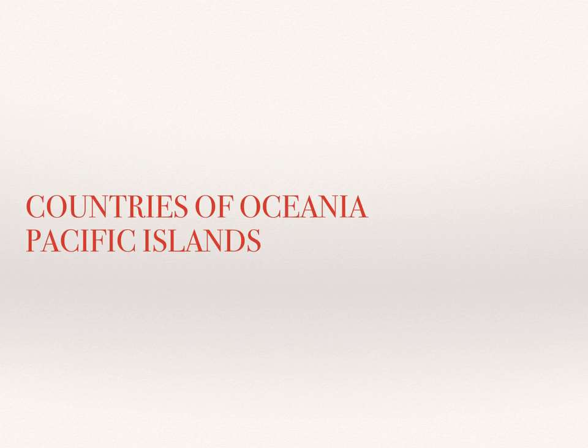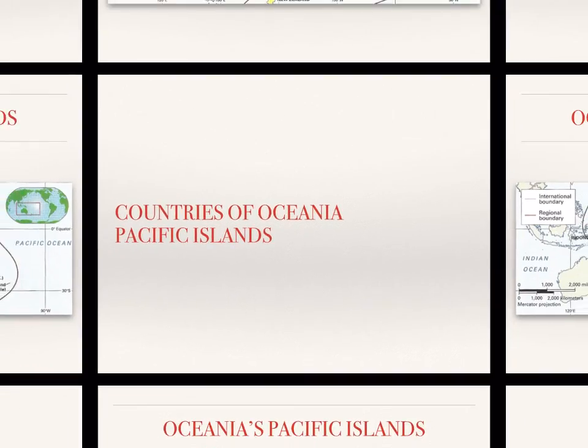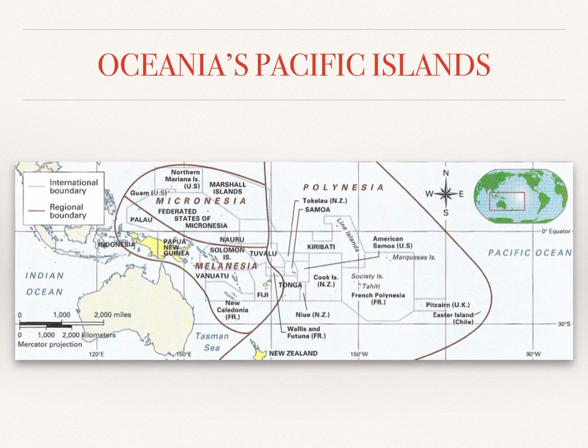Countries of Oceania, Pacific Islands. If you'll pause here for a moment and observe how the Pacific Ocean has several islands in it off of the coast of Australia, and they're grouped into different groups. You have Micronesia, Melanesia, and Polynesia.